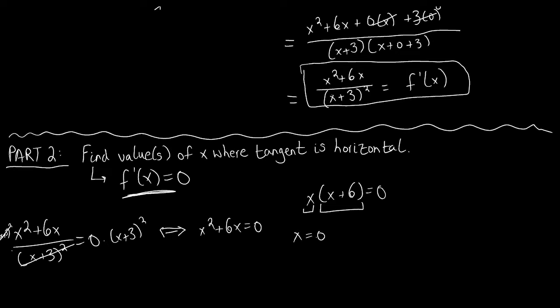When we set that first factor equal to 0, we get x equals 0. So now we need to figure out what makes that second factor equal to 0, so we solve for x, and we get x equals negative 6. So what we found is that at x equals 0 and at x equals negative 6, the tangent line of our graph of f of x is going to have a horizontal slope, or a slope of 0.